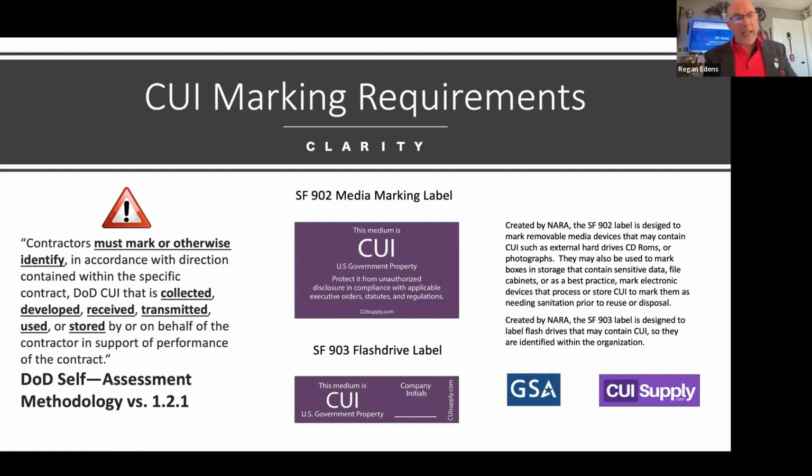So it's expecting you to mark or otherwise identify the information, as the guidance over and over and over in DoD requires. You can order these labels through GSA, or you can order them through a commercial provider like CUISupply.com, and they provide you many other different types of materials in order to meet these requirements.